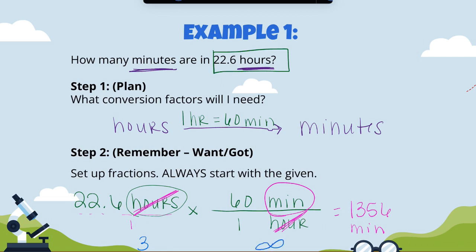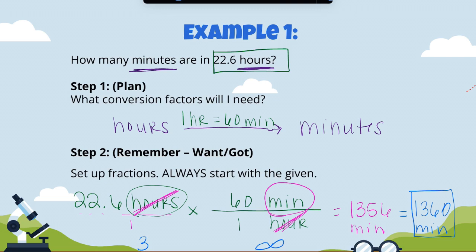So when I want the least number of sig figs, because I'm multiplying, I'm going to round my answer to 3 significant figures. And 1,356 rounded to 3 sig figs is 1,360. And then don't forget that unit, minutes, and there is my final answer.